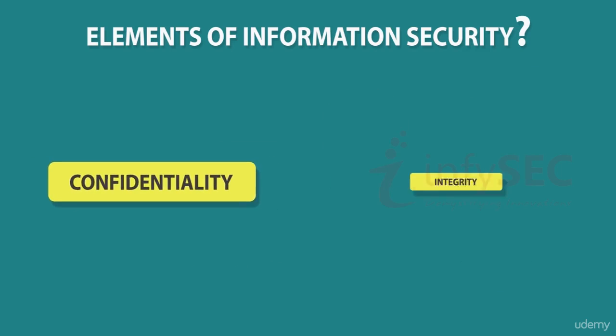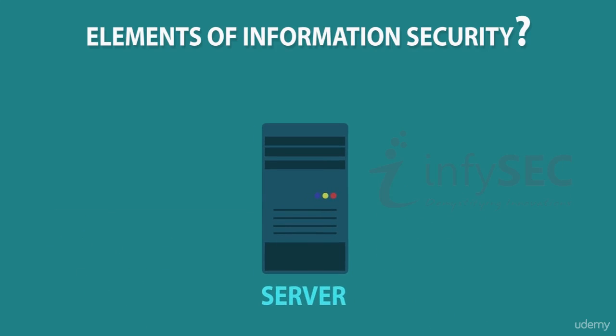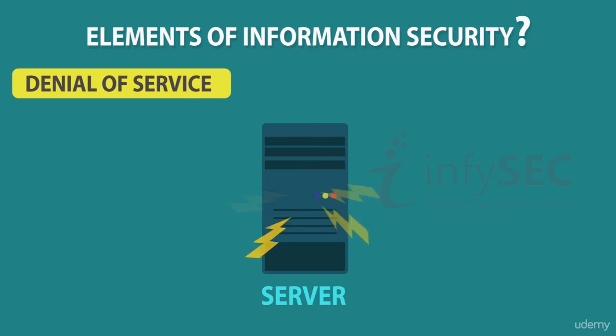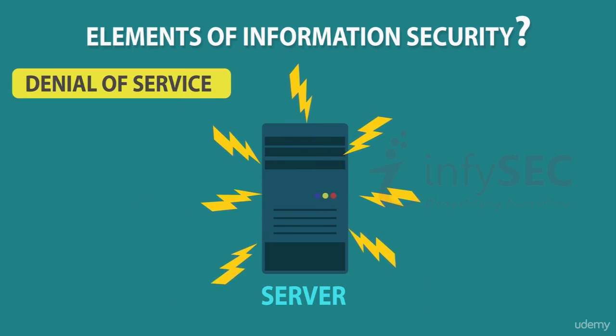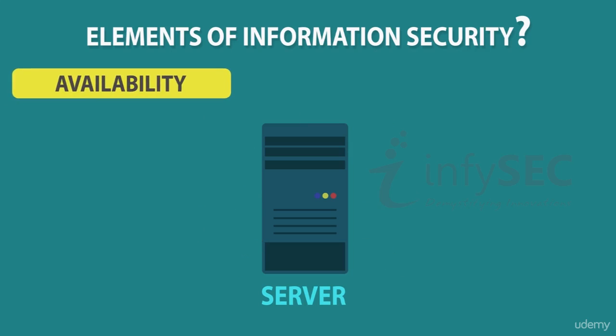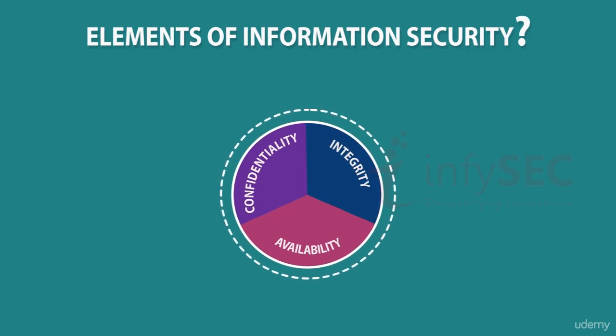If an attacker is not able to fiddle with the first two elements of information security, they execute attacks like denial of service that would bring down the server, making the website unavailable to legitimate users. The availability of the data is lost here, which forms the third element of information security. These three elements form the CIA triad.